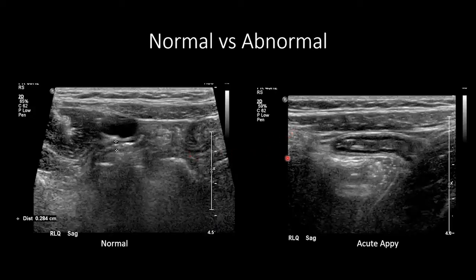Here are just two more cases, one normal appendix and one acute appendicitis. So here we can see the normal appendix. We measure the diameter to be less than 3 millimeters, which is well within normal limits. And on the other side, we have a dilated blind-ending tubular structure that is measuring over 6 millimeters. We also, again, are going to see that echogenic fat adjacent to the appendix, consistent with acute appendicitis. Another sign that I haven't shown you in here is the presence of free fluid near the appendix, which can also increase your specificity for diagnosing acute appendicitis.